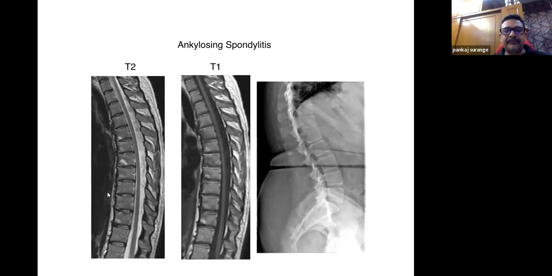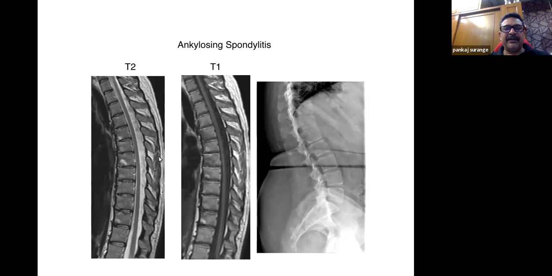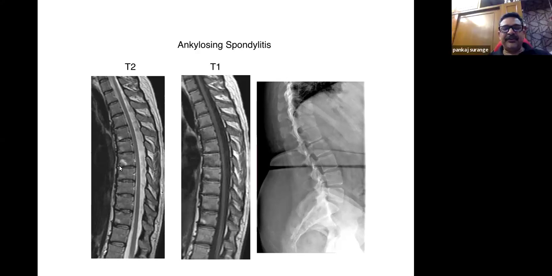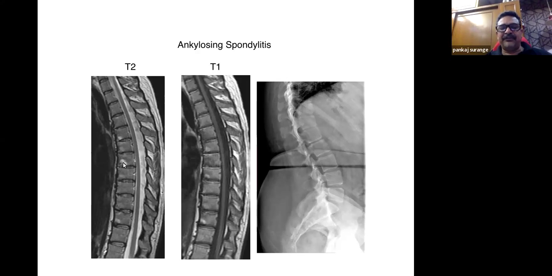Understood? Now look at this. Can you make it out here? What sequence is this? It's a T2 sequence. This is T1, right? Compare this vertebral body with this vertebral body. Can you make out the difference? Dark over here, white over here. What kind of changes are these: inflammatory, fatty, or sclerotic? Inflammatory. So this is an acute, active phase that is happening over here.